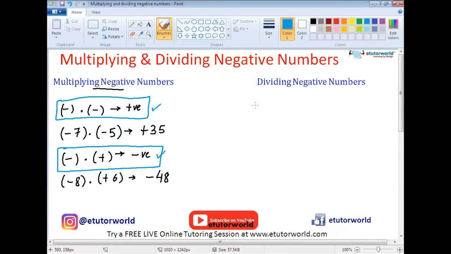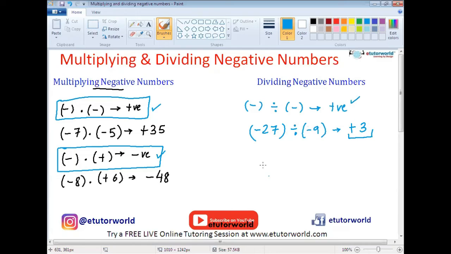Now let's look at when we are dividing negative numbers. Here also two cases arise. Whenever we divide two numbers which are both negative, the answer is always positive because negative divided by negative is a positive. For example, if I have negative 27 divided by negative 9, both are negative, so the answer is positive first. 27 divided by 9 is positive 3. So here the answer is positive 3.